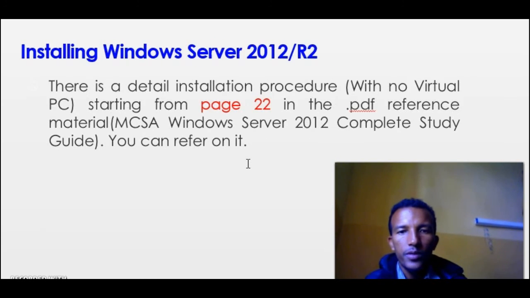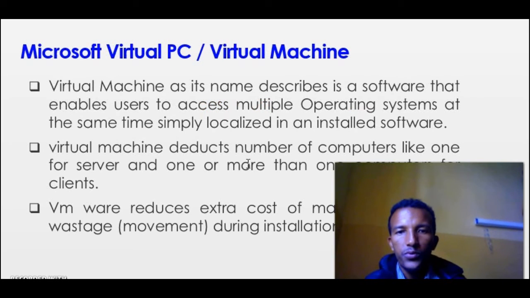What is a virtual PC or virtual machine? A virtual machine, as its name describes, is software that enables computer users to access multiple operating systems at the same time. Simply, it is installed software within one operating system, and we are going to use virtually different types of operating systems within one computer. So that's a virtual machine.